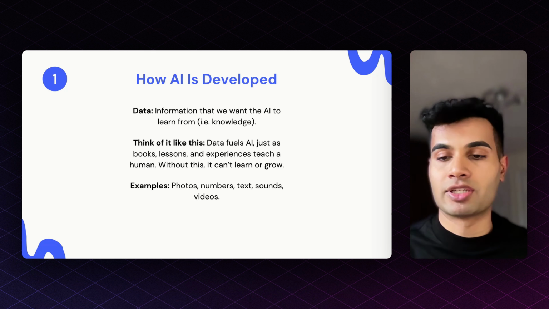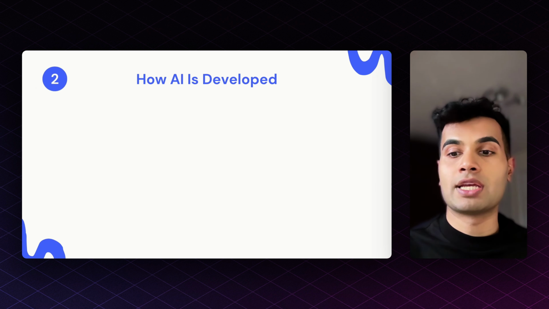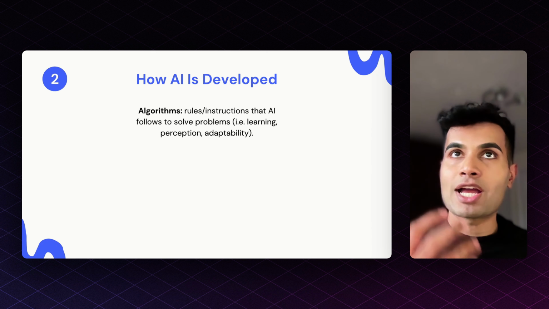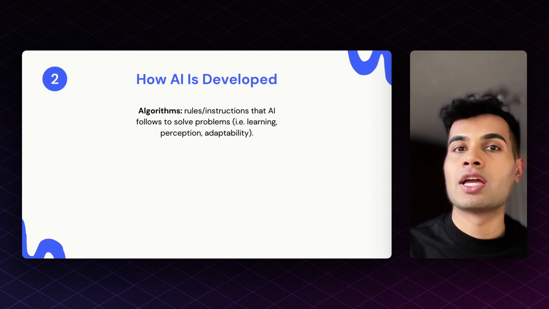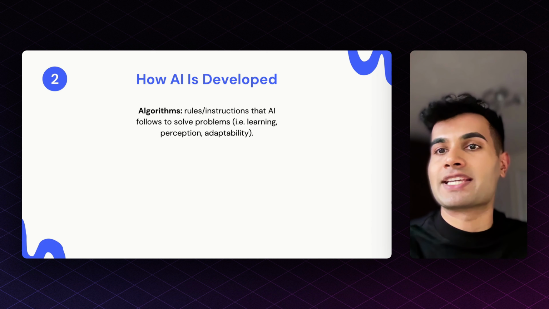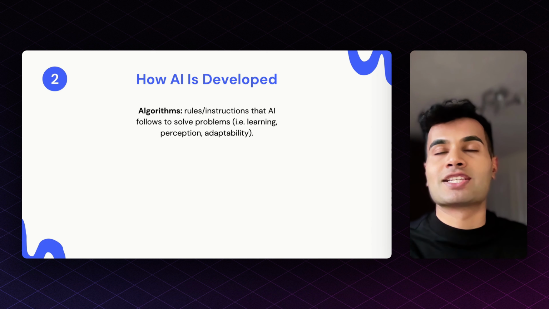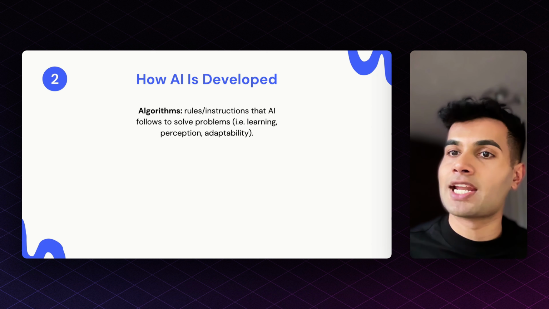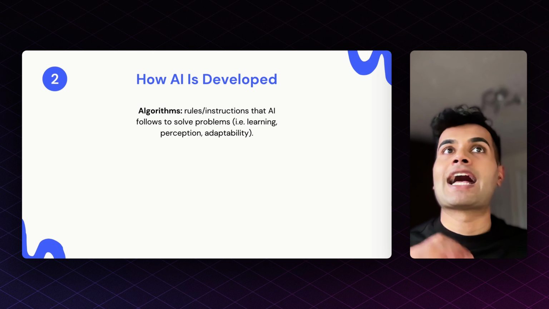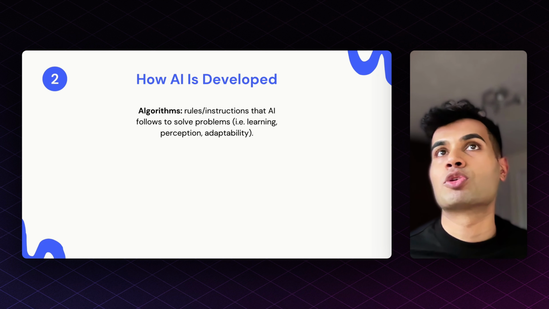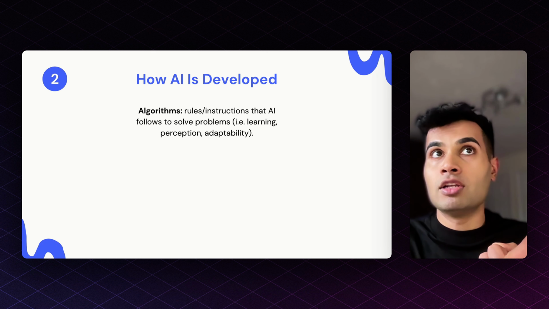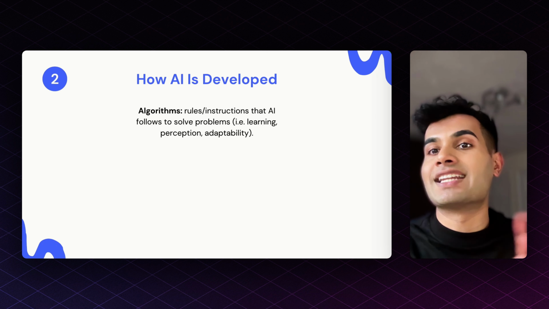Nicely to the next topic, the second component, which is algorithms. When you ask how it actually learns, the magic and the secret sauce behind all this AI, which now essentially happens in a completely black box manner that you don't have to care about because it just does it for you by itself, is the algorithms. Algorithms are the rules and instructions that the AI has to follow to solve different problems. This is how we teach it to learn, perceive, and adapt.